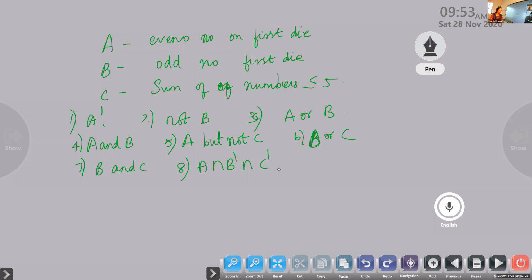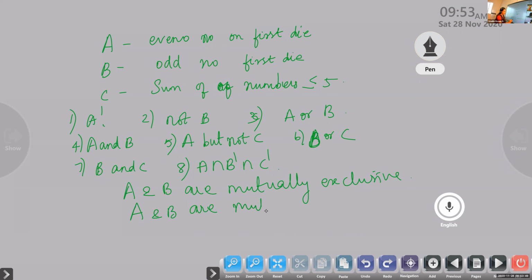Okay, it is not over. Along with this, one more part is asked. Now, answer these questions. Whether A and B are mutually exclusive. Whether A and B are mutually exhaustive.